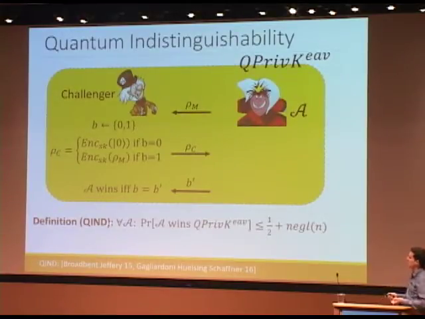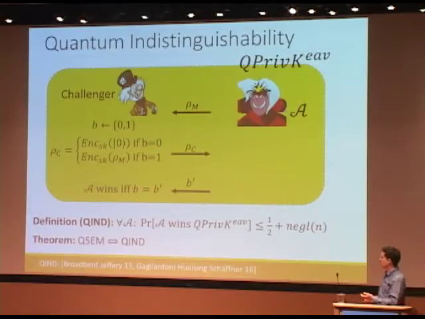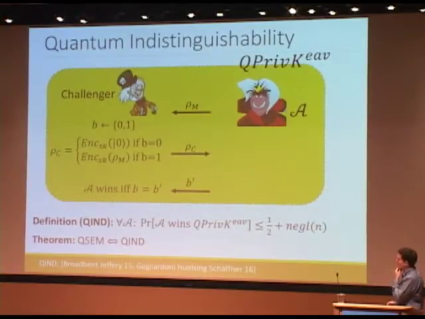And so the according definition would be: a quantum encryption scheme is secure according to this indistinguishability notion if for every adversary the chance to win this game is at most 1/2 plus negligible. And again, we are able to show this theorem, namely that these two notions are equivalent. So an encryption scheme is quantum semantically secure if and only if it is quantum indistinguishability secure. All right.